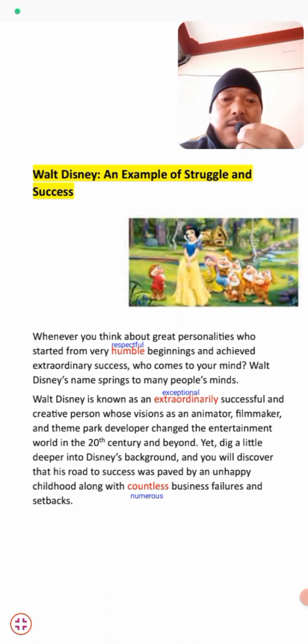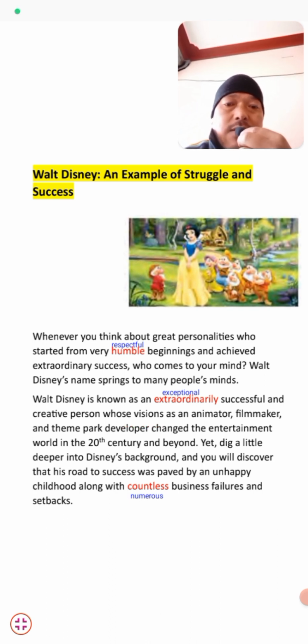Walt Disney is known as an extraordinarily successful and creative person whose vision as an animator, filmmaker and theme park developer changed the entertainment world in the 20th century and beyond. Extraordinary means exceptional. This man, Walt Disney, is known as exceptionally successful, and he was a creative person. He had a vision as an animator and filmmaker, and he wanted to change the entertainment industry in the 20th century and beyond. His aim was to change the whole entertainment industry by means of animation, filmmaking and the theme park. So this is what he thought about entertaining the world in the 20th century.